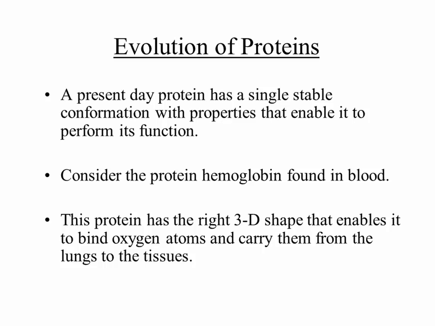So hemoglobin has the right 3D shape that enables it to bind oxygen atoms and carry them from the lungs to the tissues. If you disrupt the shape a little bit... hemoglobin has 2 kinds of subunits, and one of the units has 146 amino acids. You change one of those amino acids, you've lost function, right? And if somebody has defective hemoglobin, that person could have the disease known as sickle cell anemia, right? It can be life-threatening too.